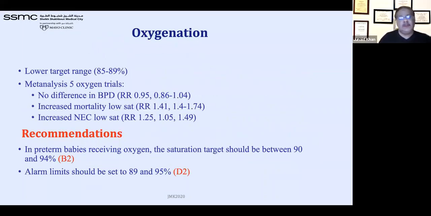Oxygenation is what remains: you have given CPAP, you have given surfactant, so where should the oxygen saturation be kept? Before, we were keeping the oxygen saturation at 85 to 89%, but then they did a lot of trials and found it increases NEC and increases mortality. So now the current recommendation is 90 to 94%. The alarm limit in the pulse oximeter, you should put 89 to 95%. So we do our best to keep the saturation between 90 and 94%.